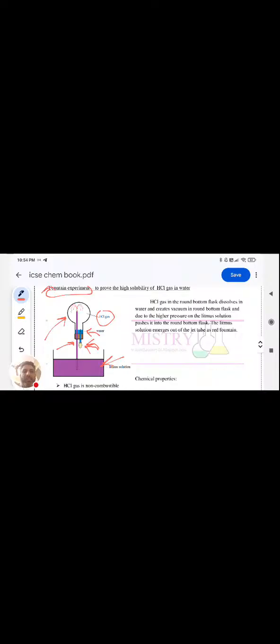When the water enters the round bottom flask, it immediately absorbs all the HCl gas present in the flask, which creates a vacuum. If vacuum is created in the round bottom flask, what we see is the blue litmus solution rises through this jet tube, or thin glass tube, and comes out like a fountain in the round bottom flask. This confirms that vacuum is created in the flask, and the vacuum is created due to the high solubility of HCl gas in water.